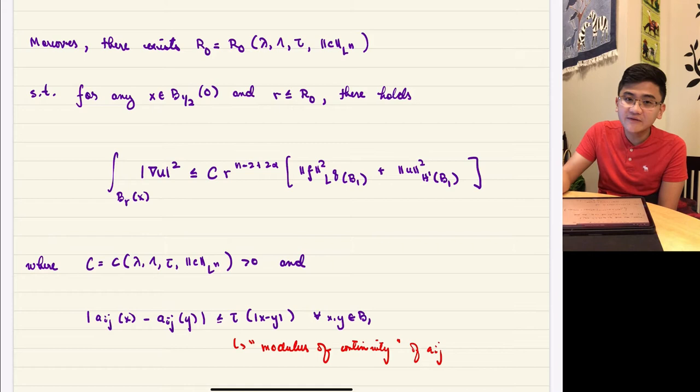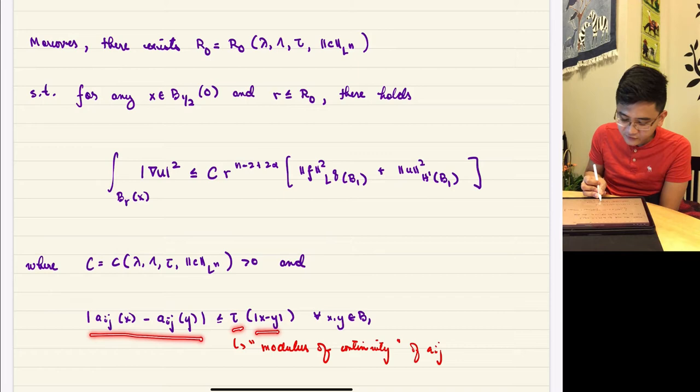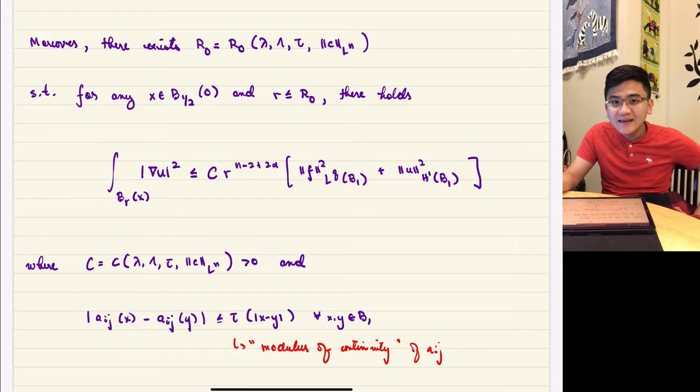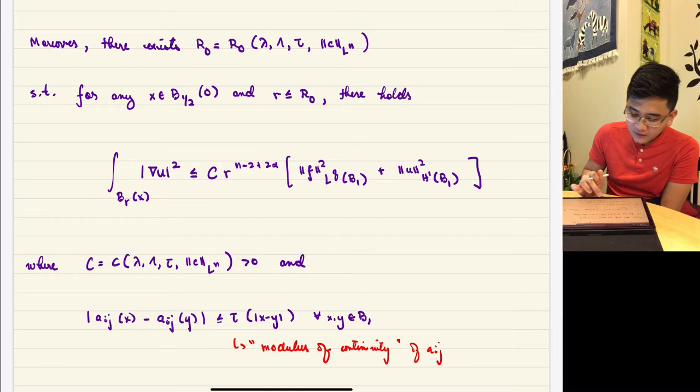So, what that means is this thing is controlled by tau of this. So, this sort of quantifies the continuity of A. So this is a function that goes to zero as its argument goes to zero. Okay, so that was quite a lot.